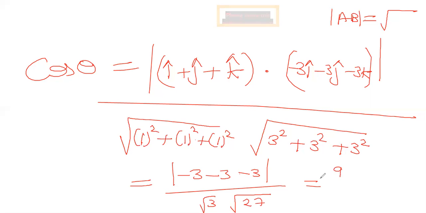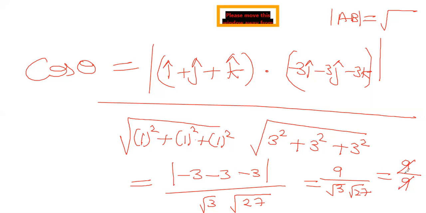So 9 by root 3 into root 27. How much is that? 9 by, what is 27? 3s are 81. Root 81 is how much? 9, no? So we'll cancel. So what did we get? Cos theta equal to 1. When is cos theta 1? When the angle between them is 0 degrees. So the angle between them is 0.